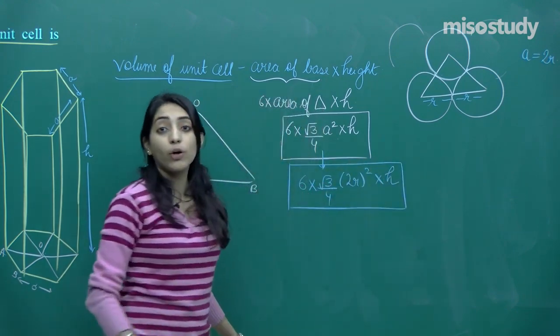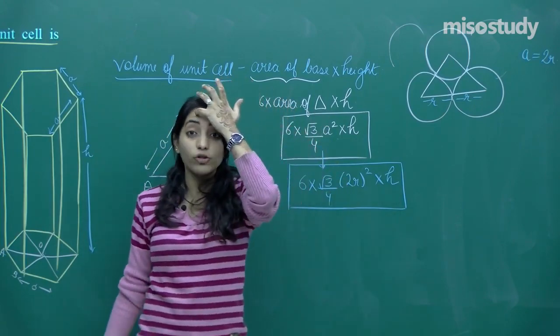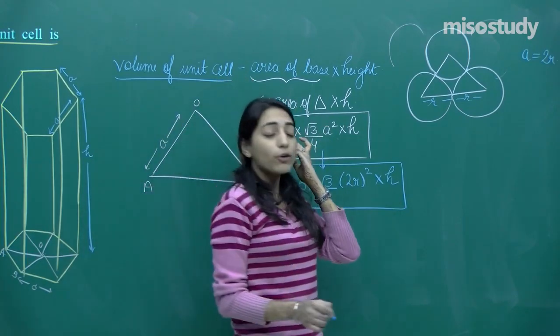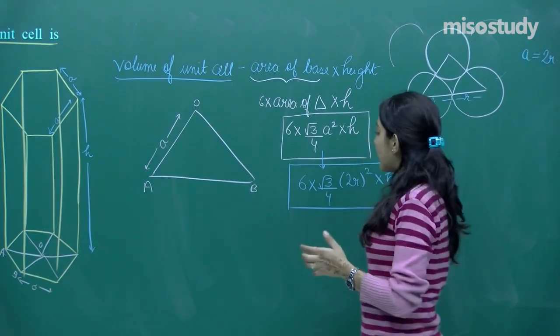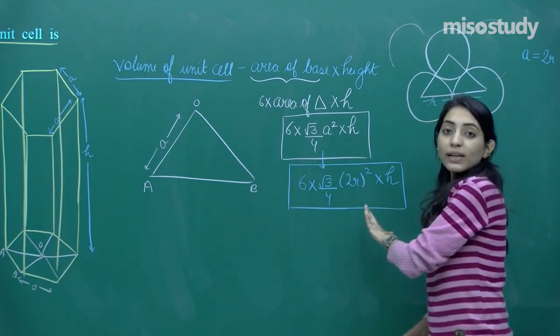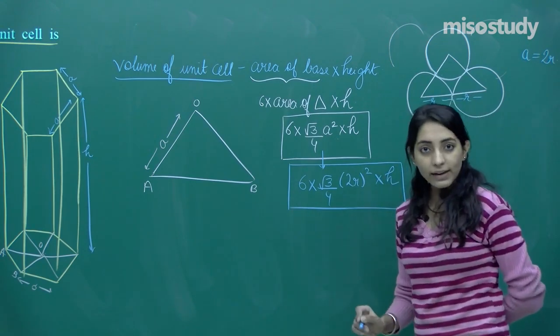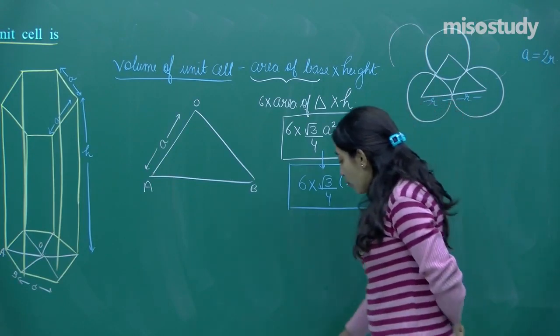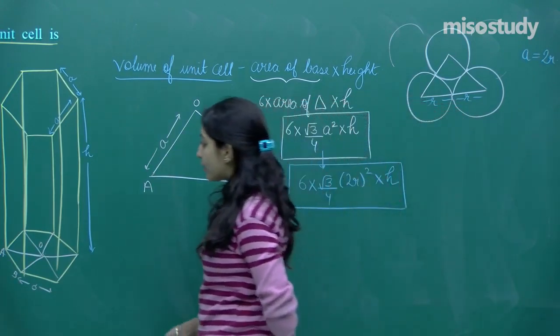But then also I am not satisfied with the formula because I don't have a connection between h and r. So either I need to find out the connection between h and r, or I need to find out the connection between h and a, so that I can finally substitute it here in terms of r. Okay. Now moving further, how to find out the connection between h and r?